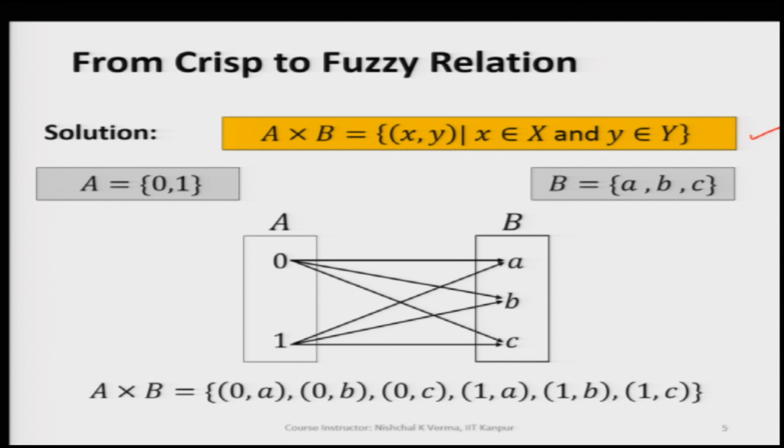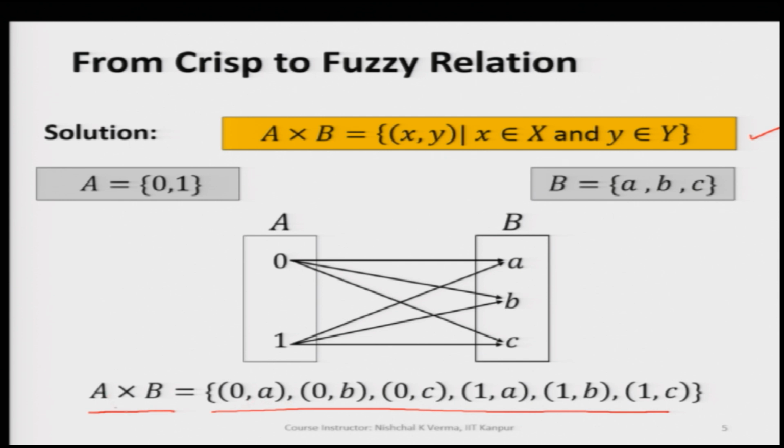We see that if we take the Cartesian product as A cross B, please understand that this set is a crisp set. Once again I am saying that the Cartesian product of crisp set A and crisp set B is going to be all the ordered pairs that are formed from the elements of A and B.